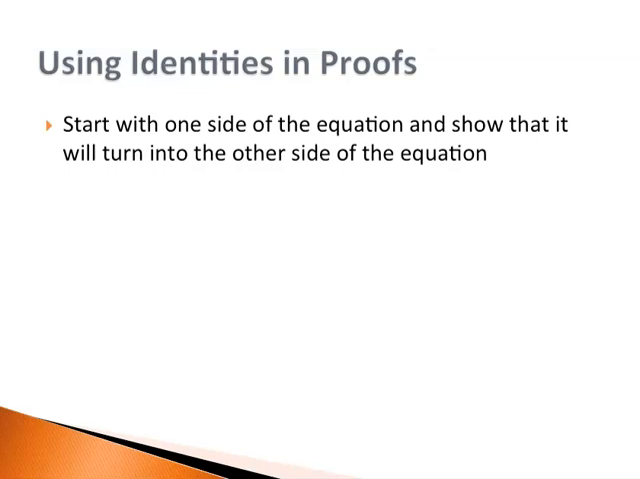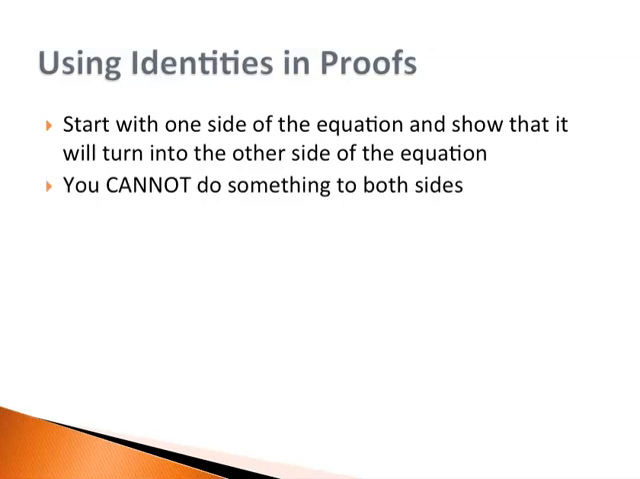Now, what you cannot do if you're trying to prove something is do something to both sides. What you want to do is pick one side, you know what you're trying to get to at the end, and do anything you can to that one side until you get the other side.